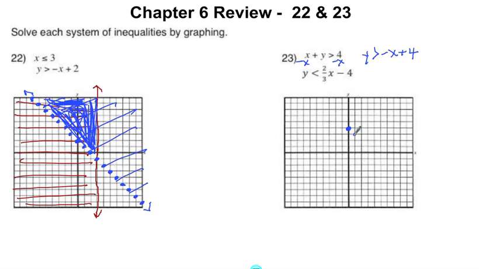My slope is negative 1 again, so I'm just going to make my dots and have that be my dashed line. Pretty easy. And it says, again, that it is going to be greater than. So that means my y values are greater than this line when they are above this line. So that is what I'm going to shade. And almost done here.